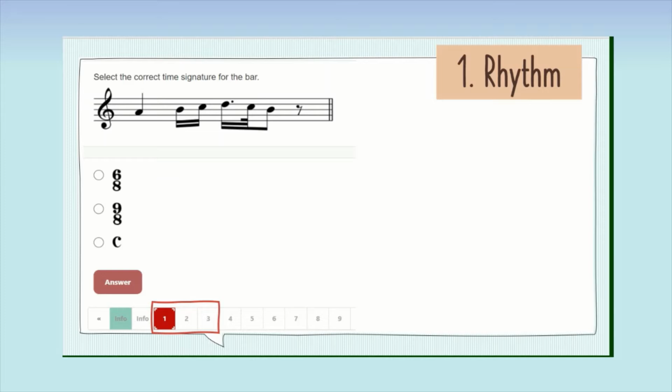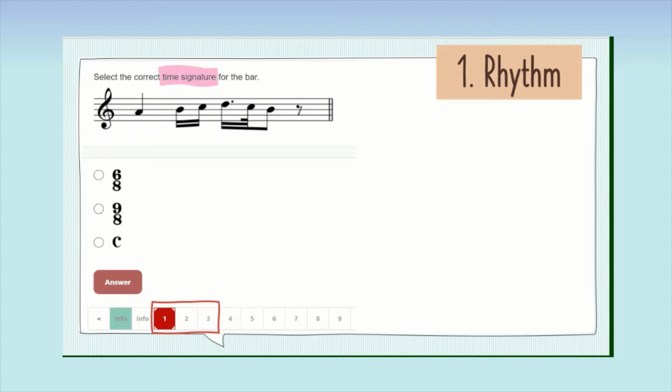Question 1, we are going on to topic 1, testing us on rhythm. Questions 1, 2 and 3 have the same question style. Let's read the question together. Select the correct time signature for the bar. So what's the keyword over here? The keyword here is time signature.